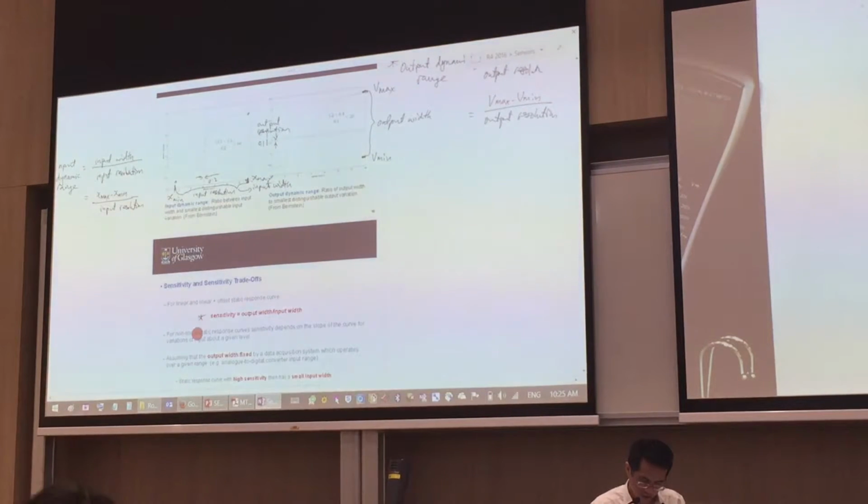Sensitivity has a formula. It's output width divided by input width. So if you take, for example, this case, this is your input width, and that is your output width. So taking the output width divided by your input width, that is the definition for sensitivity. But what does it mean?